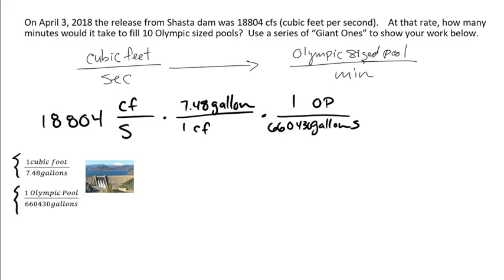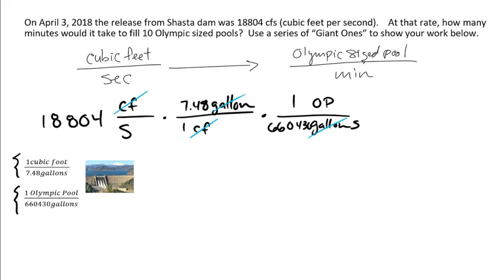Okay, so now if I look closely at it, and I'm going to do a little bit of crossing out here with this blue color, I can see that the cubic feet are gone, my gallons are gone, and what I have now is Olympic-sized pools per second. But I want Olympic-sized pool per minute. Doesn't it say that? At this rate, how many minutes would it take? I need Olympic-sized pool per minute.